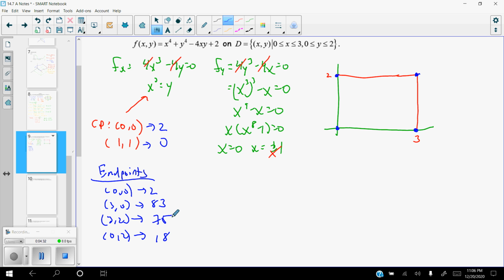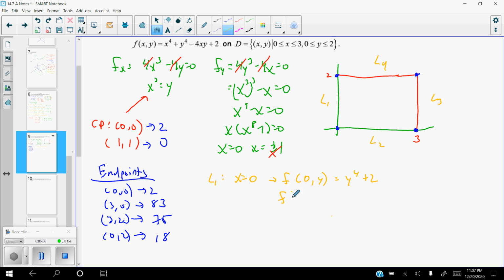Now we have to go with our lines. And again, it doesn't matter where you start. I'm going to call this one L1 this time, then L2, then L3, then L4. So let's go ahead and figure these things out. Along L1, that is the y-axis, which is the equation x equals 0. Which means that my function will be a function of x equaling 0, comma y. Well, that's just going to be y to the fourth plus 2.